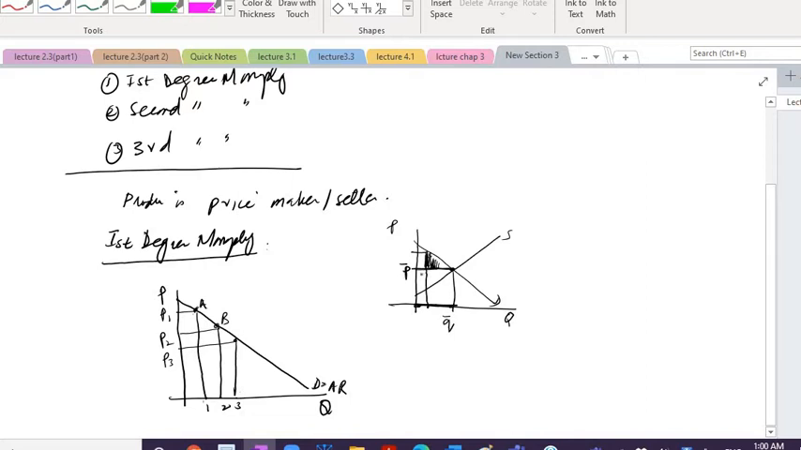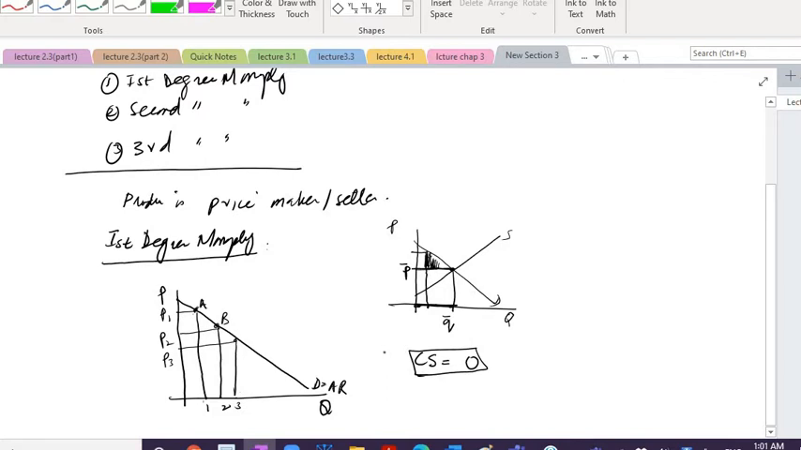And that's what happens in the first degree monopoly: the producer is able to sell each unit at a price which is the willingness to pay. So what do you think the consumer surplus would be in this case? Of course, consumer surplus in this case will become zero.